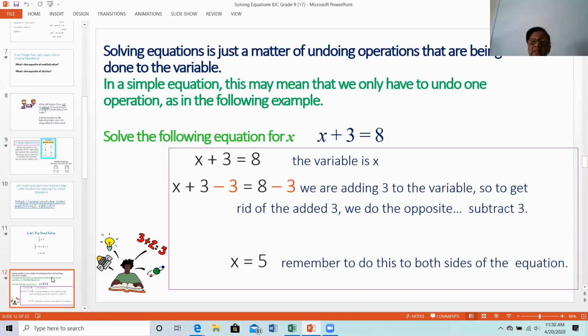Solving equations is just a matter of undoing operations that are being done to the variable. In a simple equation, this may mean that we only have to undo one operation, as in the following example. Solve the following equation for x. We have x plus 3 is equal to 8. The variable is x. What was done to x? 3 was added to x. So what should we do? The opposite, which means we must take away 3 from both sides. When we do that, we have x is equal to 5.